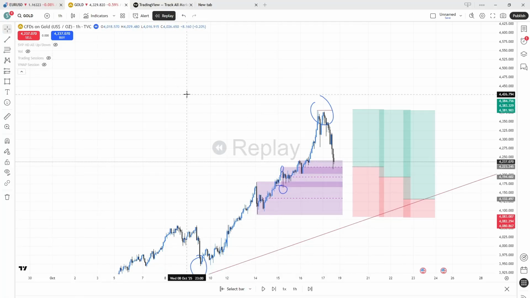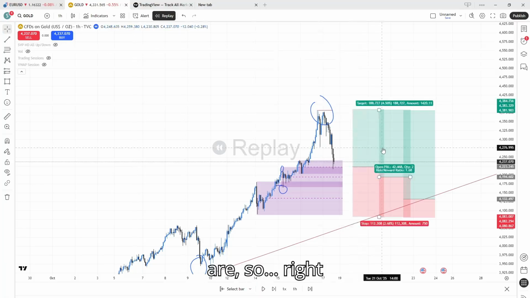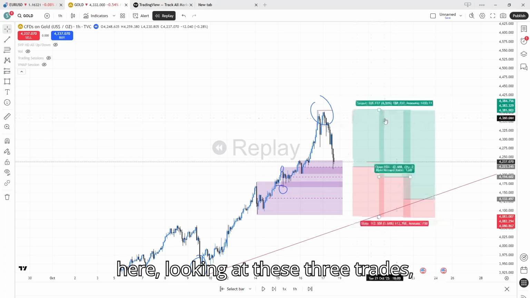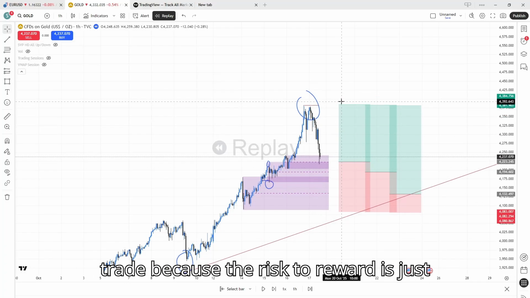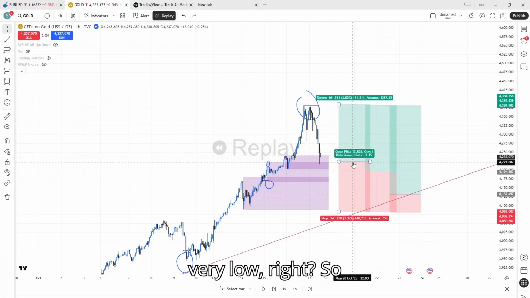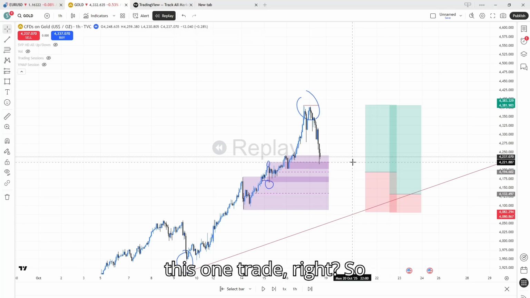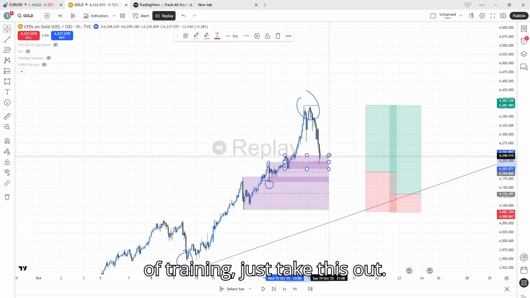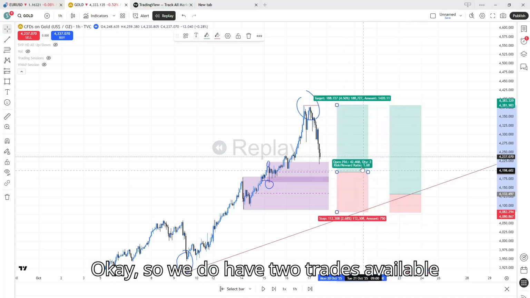Okay, so looking at these three trades, right? I will not take this trade because the risk to reward is just very low, right? So I'm just gonna not get into this one trade, right? So I'm just gonna go ahead for the purpose of training. Just take this out. Okay, so we do have two trades available left.